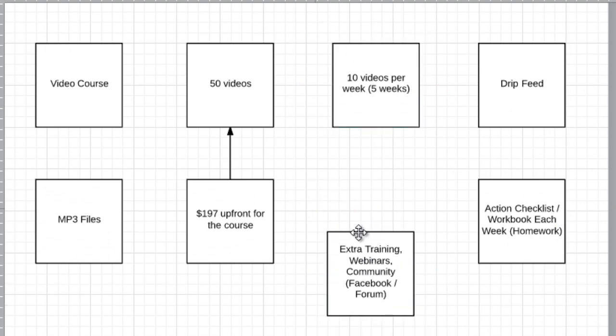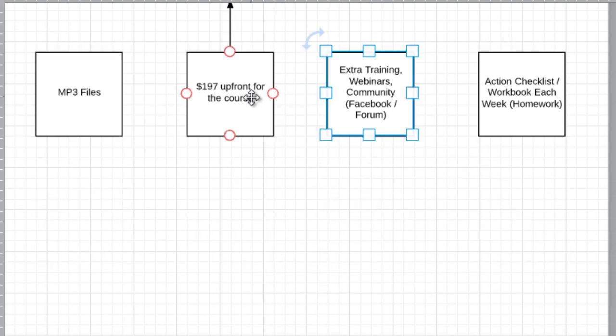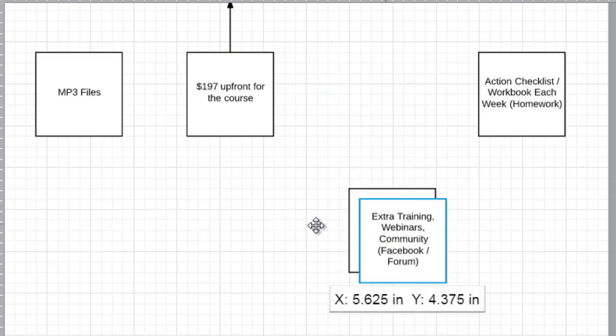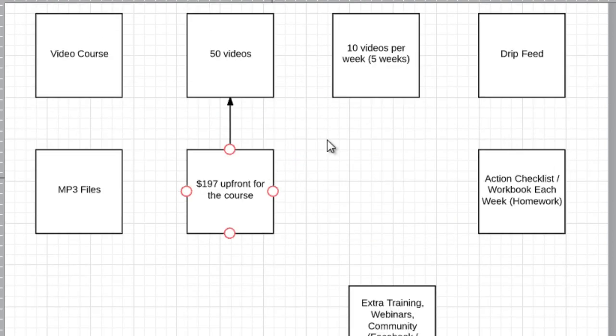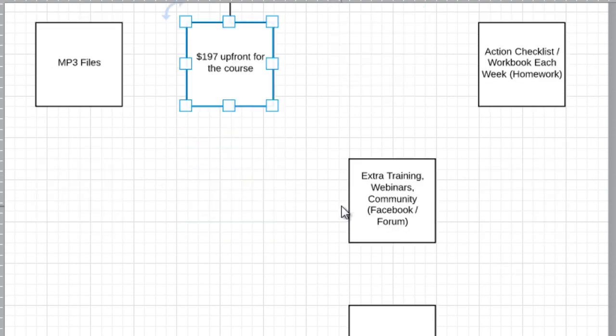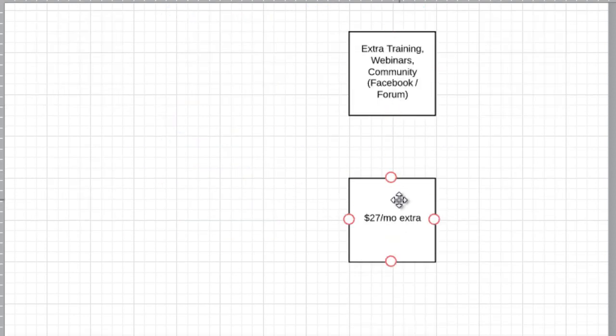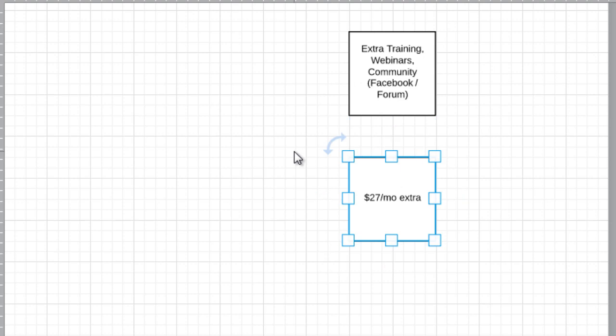But all right, so as you can see here, let's just do $197 and then let's do $27 per month. So we're going to tack that on. Essentially what is happening here is we have a $197 upfront course. They're going to get all of the 50 videos, but they're going to get it on a weekly basis. And after they pay that, they are going to have an upsell that says, hey, would you like to join to get extra training, extra webinars, and join the community so that you're not ever left in the dark? All right. So there you go.